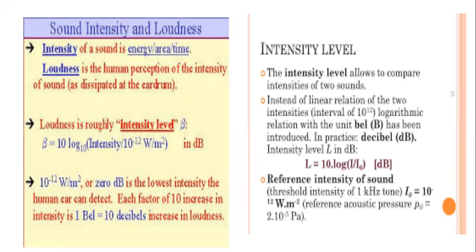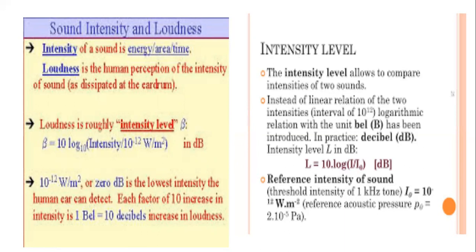It is like measuring the height of your physics teacher and comparing it with the height of the same teacher: the difference will be zero. So the faintest audible sound is the reference sound, and the reference sound has zero loudness, zero intensity level. Intensity levels allow us to compare the intensity of two sounds. If the same sound is compared with itself, the intensity level will be zero. Otherwise, it has some value.